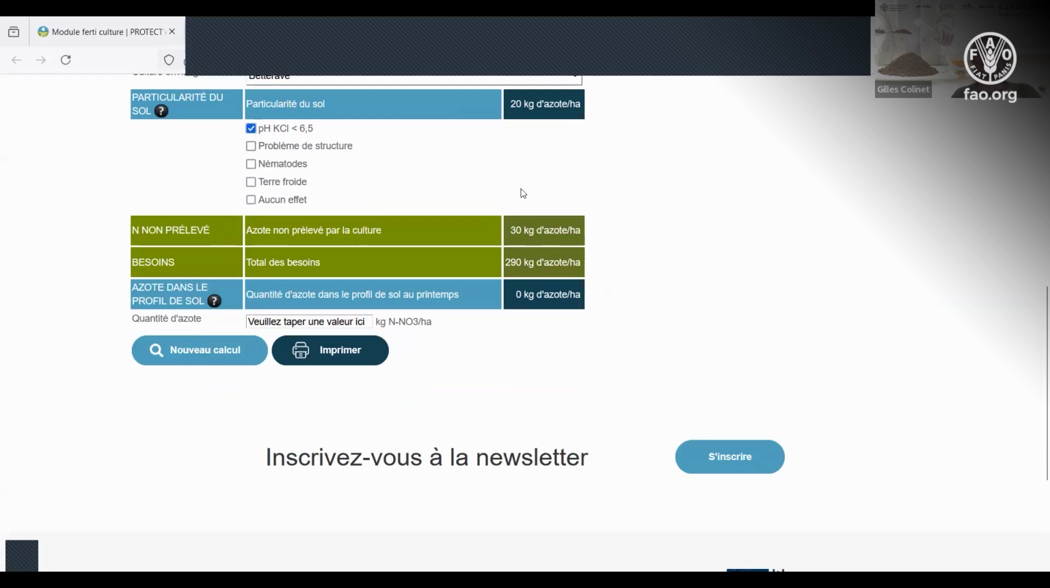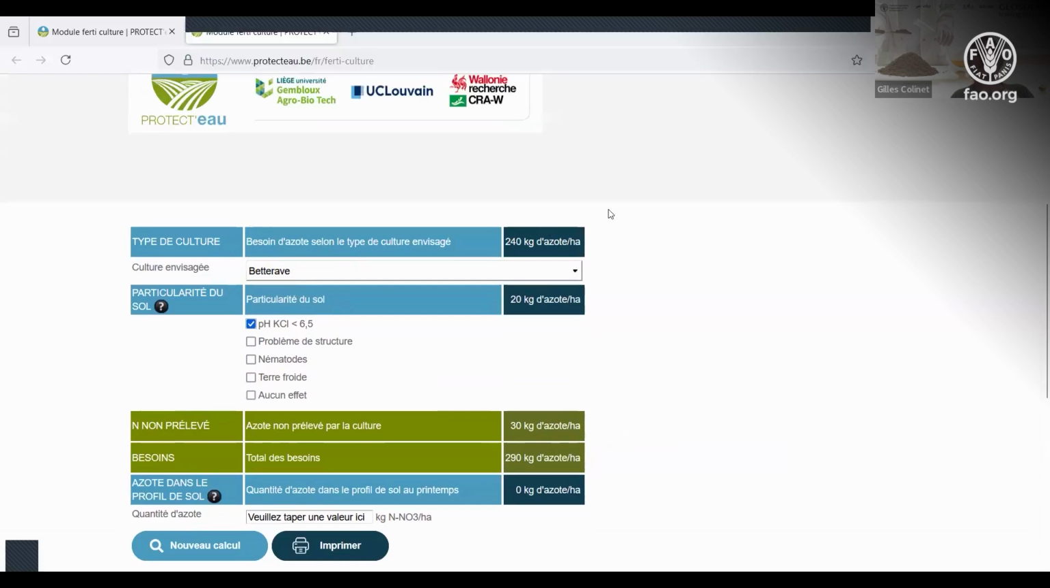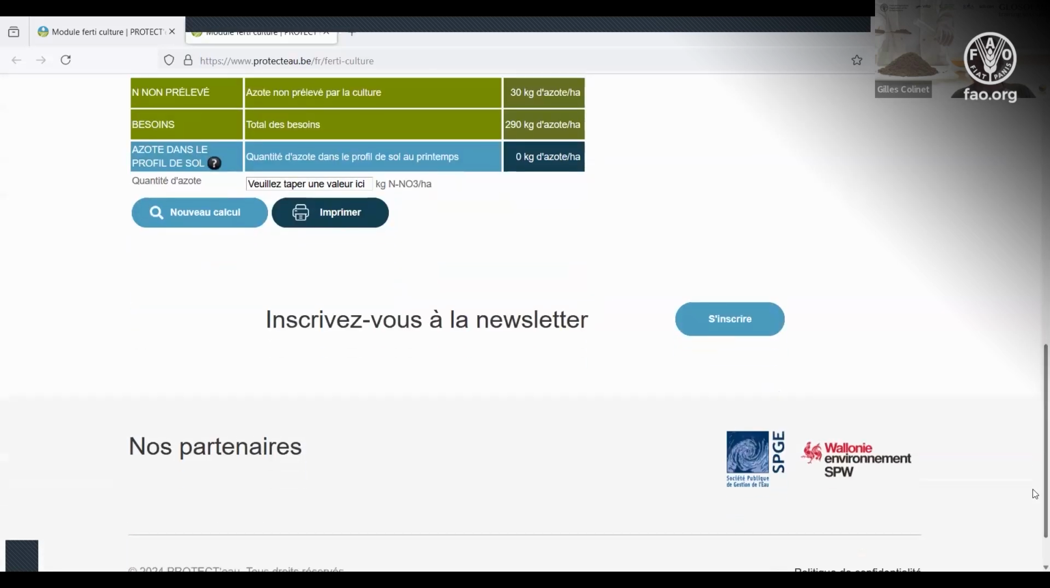in the system, you will have 30 kilos of nitrogen from the source, which will not be taken by the crop. And so the quantity of nitrogen that is really needed is not 240, it's 290, because you have 240 plus 20 kilos here due to the acidity, and 30 kilos, because we know that the plant will not be able to take all that we will bring. And so this is your needs.